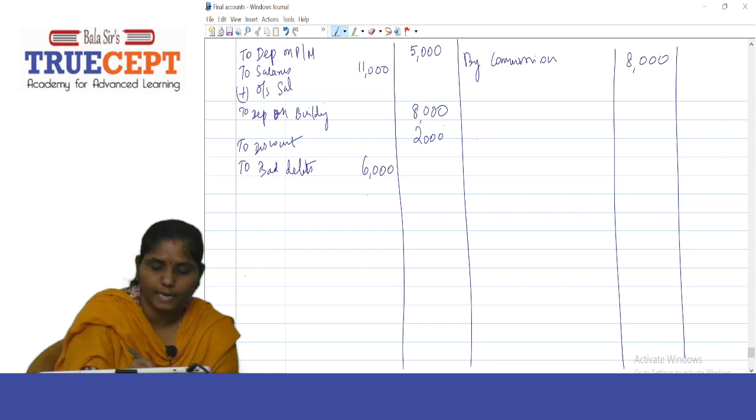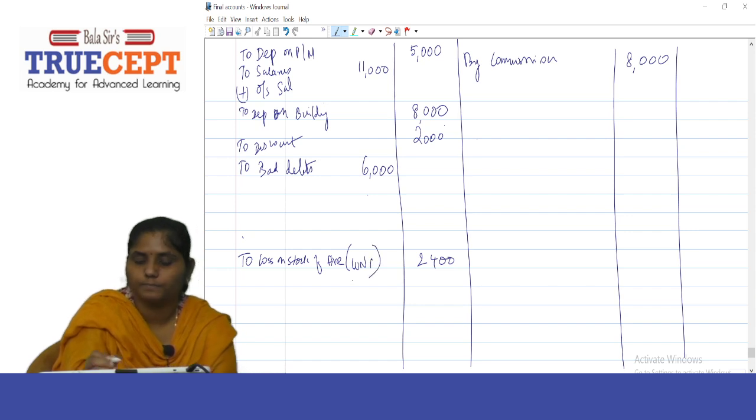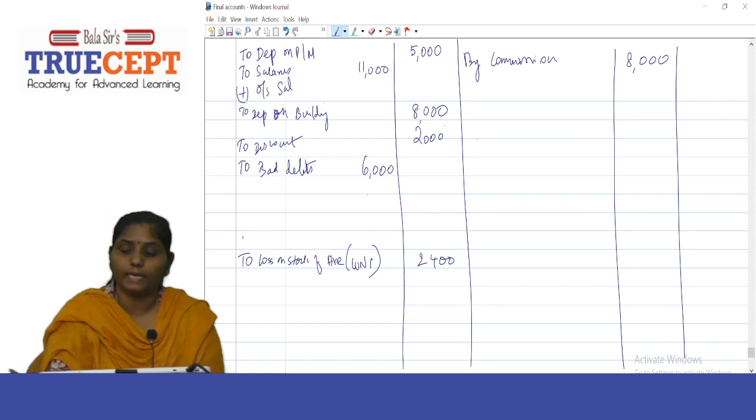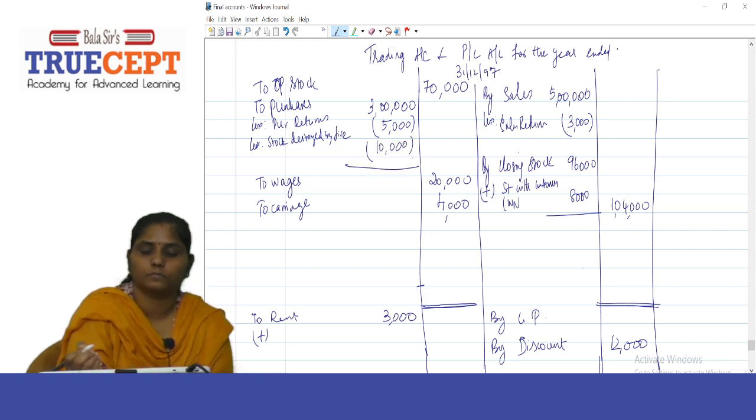On the debit side, I'm writing to loss on stock by fire, 2,400, working note number 1. Clear? And then go to the purchases and less stock destroyed by fire. How much? 10,000 rupees. Clear?